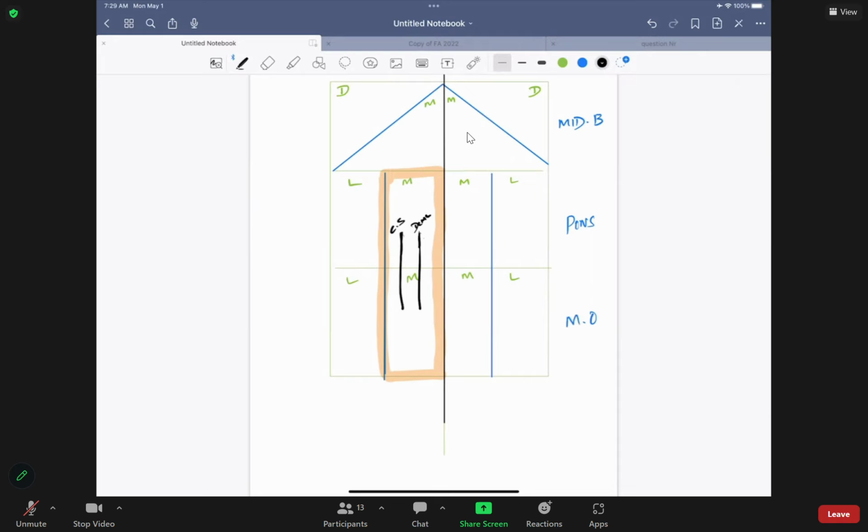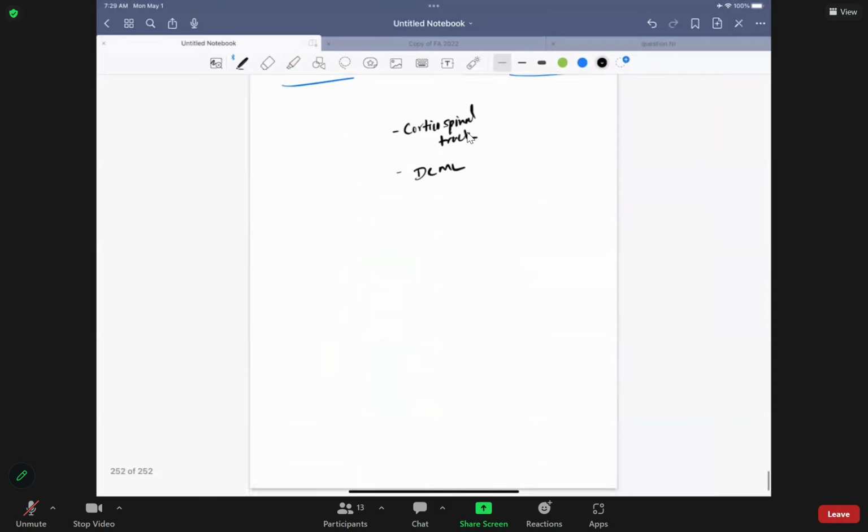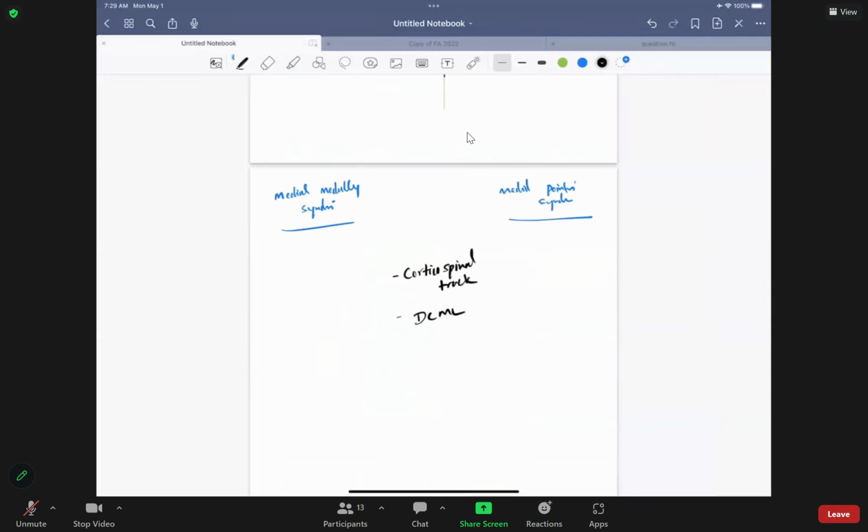Now I could have a lesion for both of the tracks at the level of medulla or at the level of pons. It will be exactly the same symptoms. Does that make sense, folks? So what will be the symptom? I want you guys to help me. If I have a lesion in corticospinal tract, what will be the presentation?